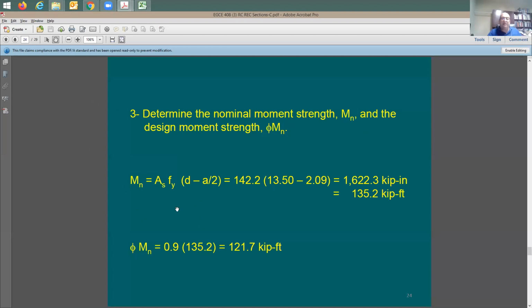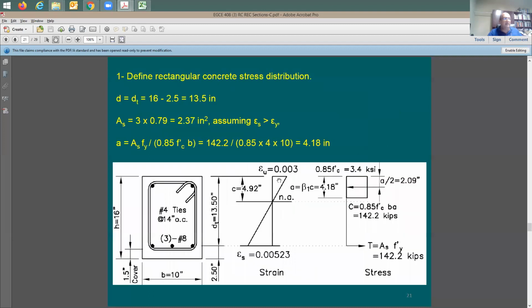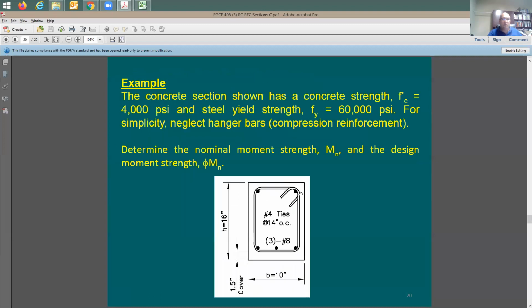So to find phi Mn, we went through steps. We did it first when I have just a rectangular section, and the section was so simple, and we said no compression reinforcing would be considered. That was the first step. Second step, we start to say, what happens if I have a T-section? You guys remember T-sections?